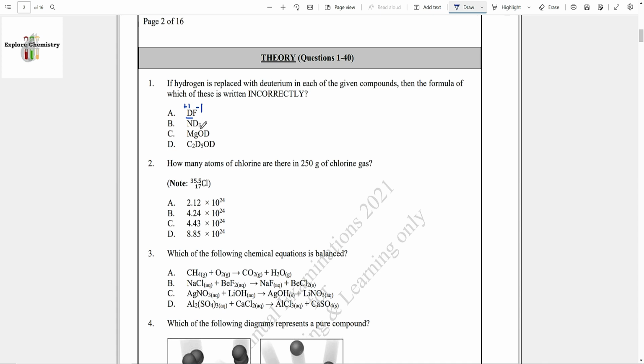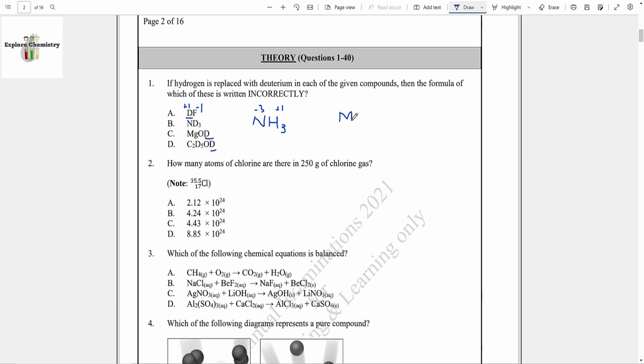Now this is ND3. ND3 means here the formula of NH3 is written. You can replace deuterium, or the symbol D, with hydrogen in every formula to check whether it is correct or incorrect, because valency will not change if we take another isotope of hydrogen. Here hydrogen valency is +1, nitrogen valency is -3, so according to the valency, the formula should be NH3, which means this is also correct. Now this one is MgOH.